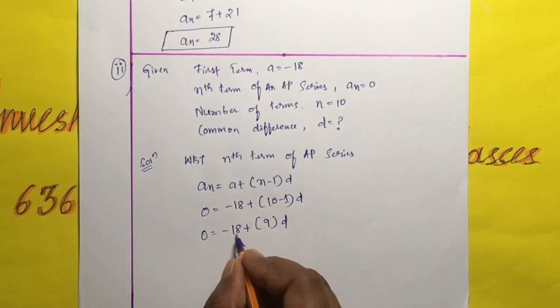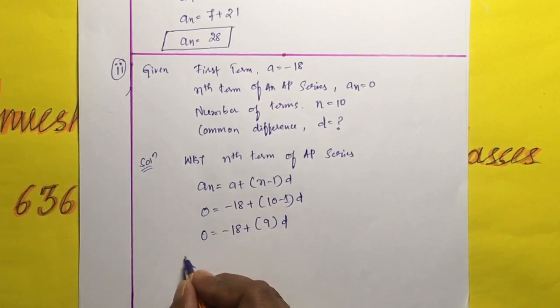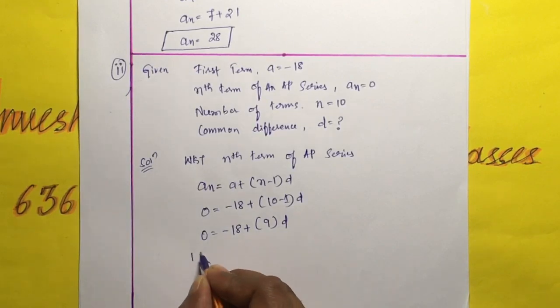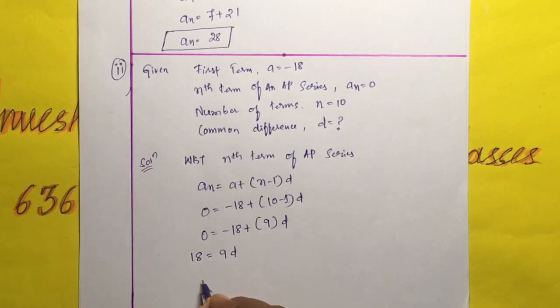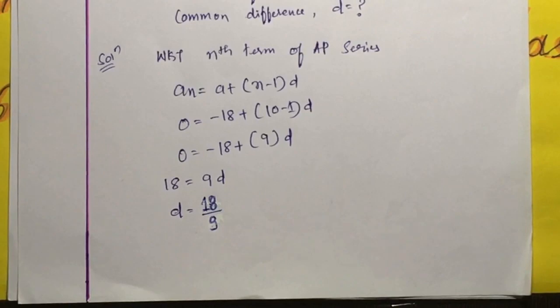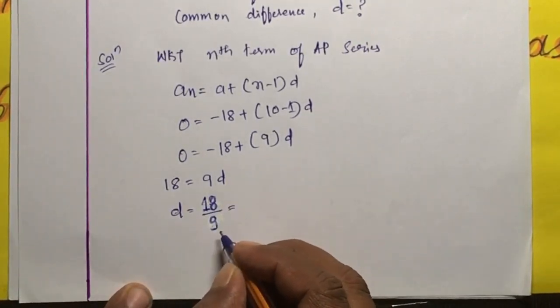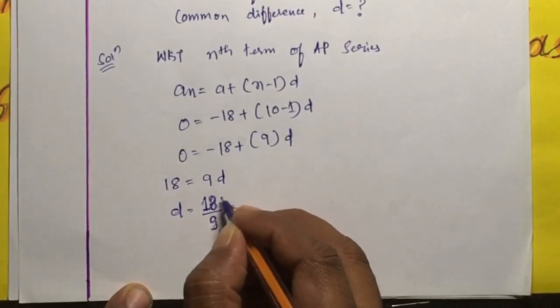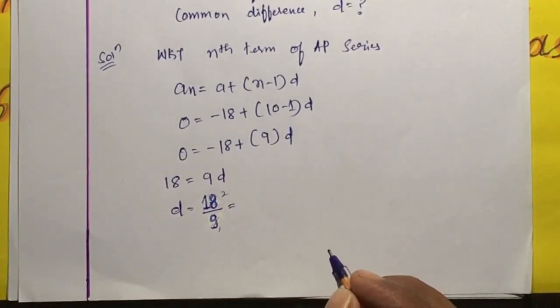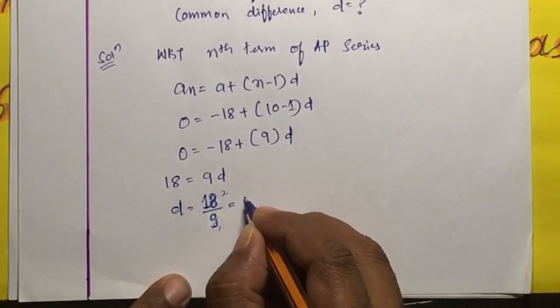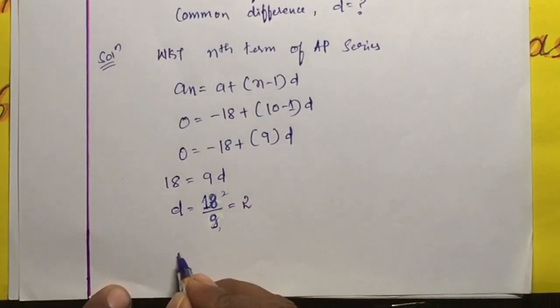So I will take this minus 18 to the left hand side, so it becomes plus 18 is equal to 9d. So d is equal to 18 by 9, this is equal to, 9 ones are 9, 9 twos are 18, that is 2.